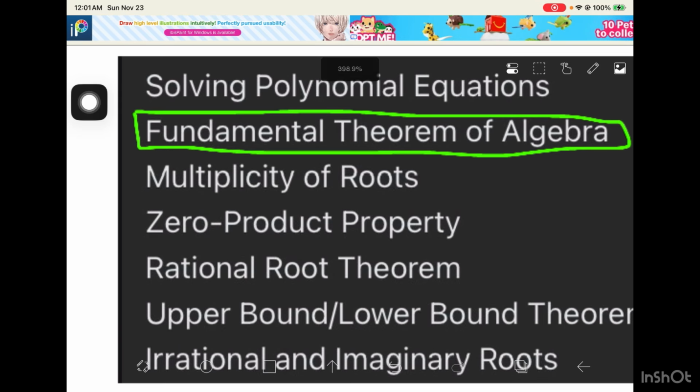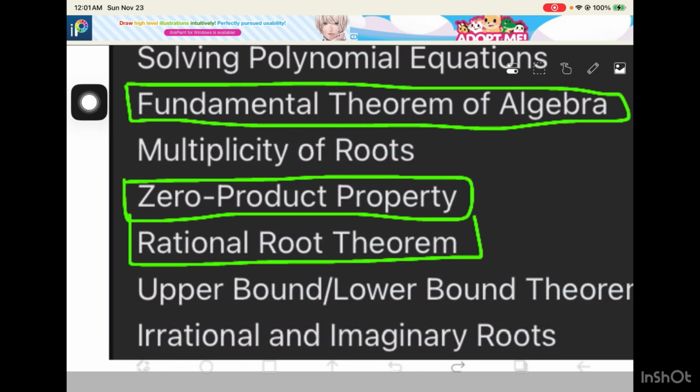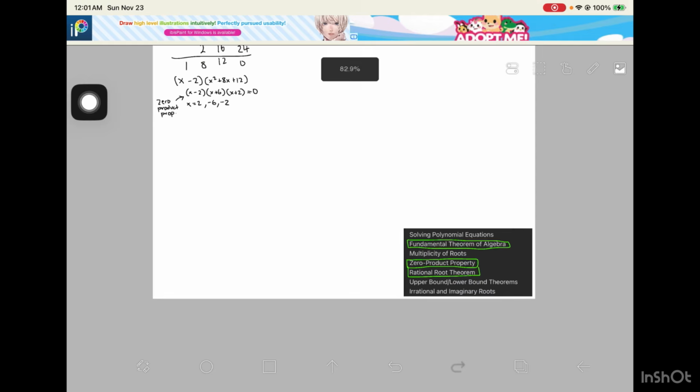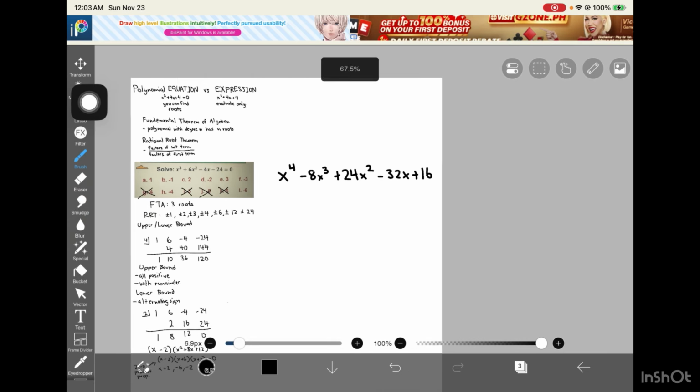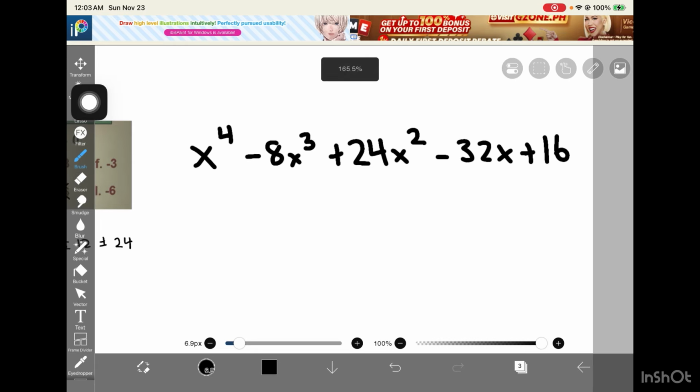Multiplicity of roots, not yet. Zero product property and the rational root theorem. So I'm going to pull up another example so that we can have the other theorems. Okay, so I found another example that we can use for the upper bound and lower bound theorems.